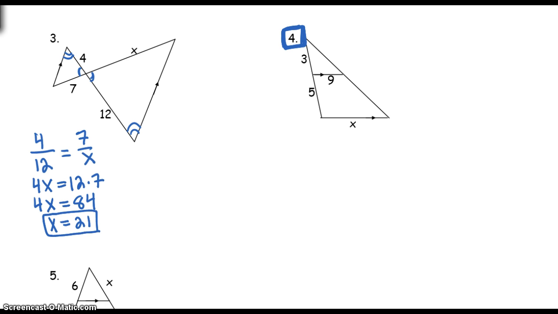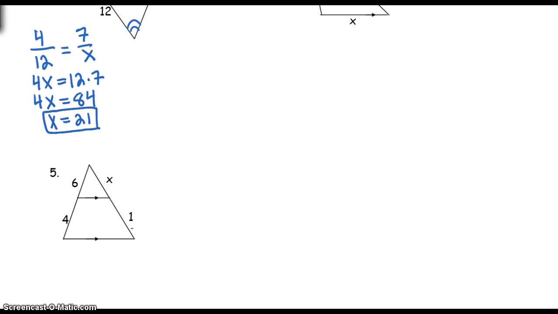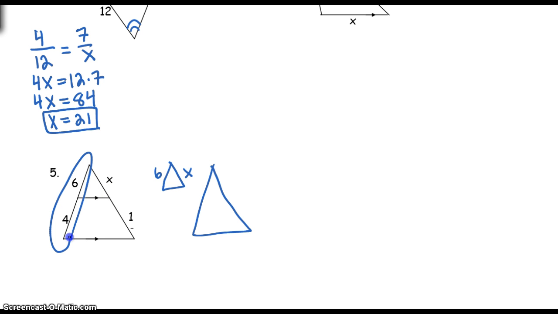Let's go ahead and end with 5. I'm going to go through number 5 with you. Looking at this, I see 2 triangles, but it's really unclear. It's hard to see what's going on with the larger triangle. I know all of you can tell this is a 6 and this is an x. But let's talk about the larger triangle. Look at this side right here. What's the length of that side? 6 and 4. 6 plus 4 gives us 10.